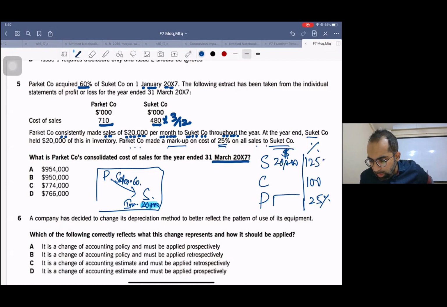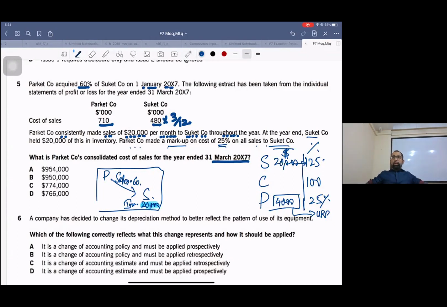Can anybody tell me the URP? 20,000 divided by 125 times 25. Do it. 4,000, I think. Yes, 4,000 is the URP. Thank you. URP is 4,000. Okay.